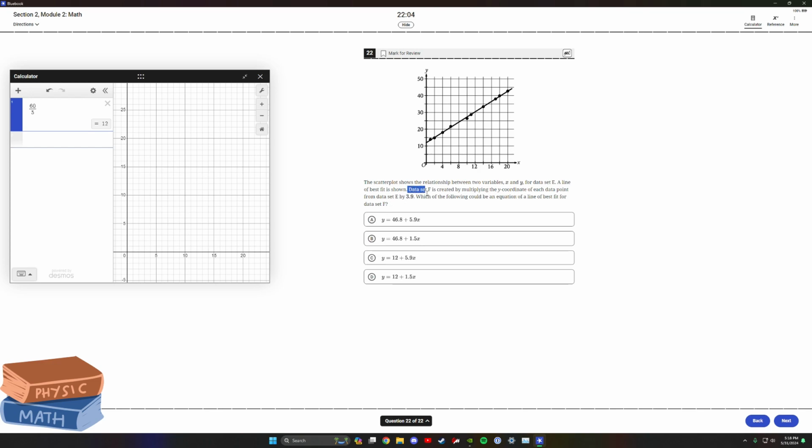So we're saying that data F is multiplying the y coordinate of each data point from data E by 3.9. This is data set E, and they're saying data set F is created by multiplying them by 3.9. So if we multiplied all of them by 3.9, we just multiply the y coordinate. We move the slope way bigger, but the x's don't change. So we find the slope of this line multiplied by 3.9.